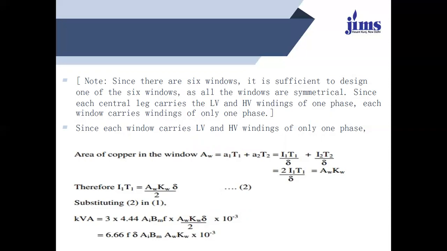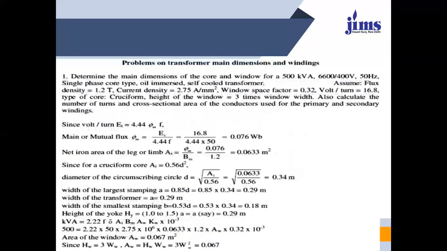Since each window carries the LV and HV winding of only one phase, we get this type of equation, which is indicated as 6.66 f δ Ai Kw Bm Aw Kw × 10^-3. Whenever we compare the single phase and the three phase, we find that there is only one parameter which differs. If we multiply by 3, we get the equation for the three phase. If we multiply by 1, it is the equation for the single phase.